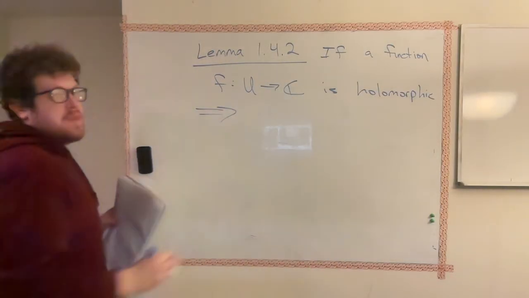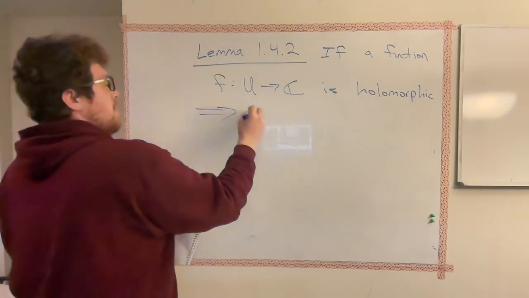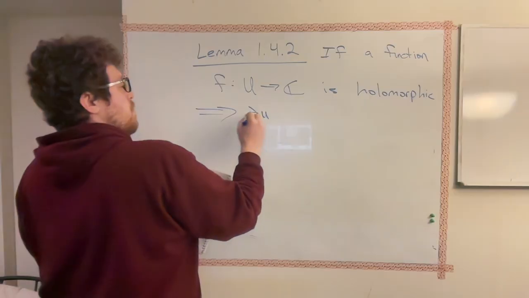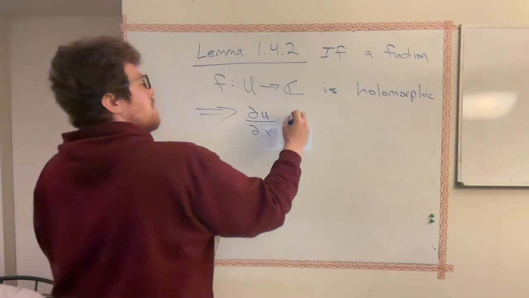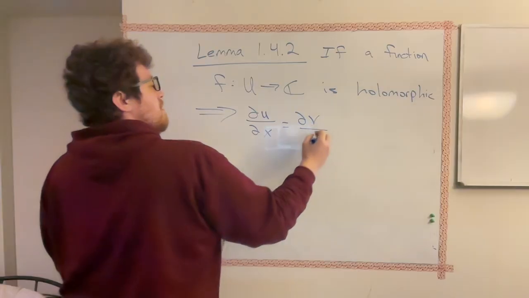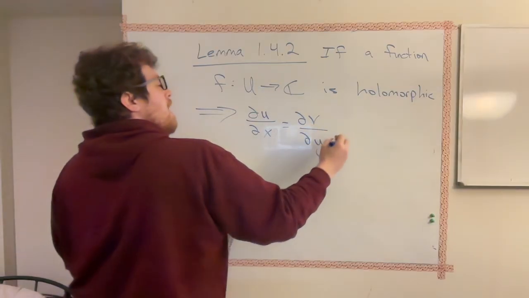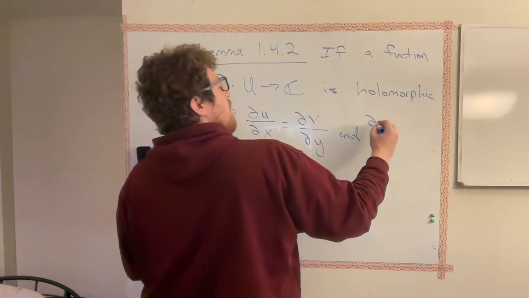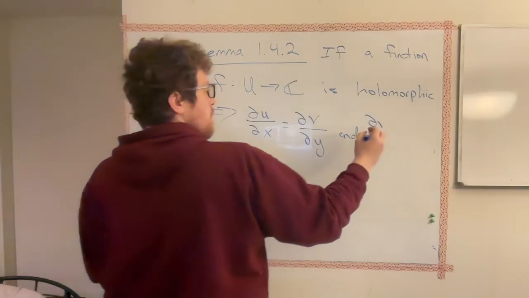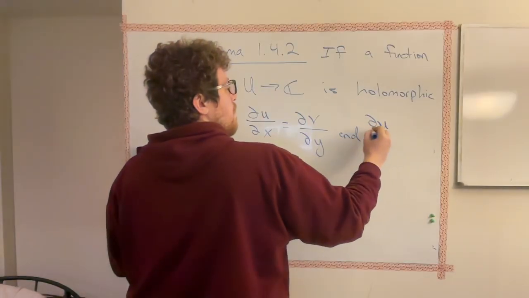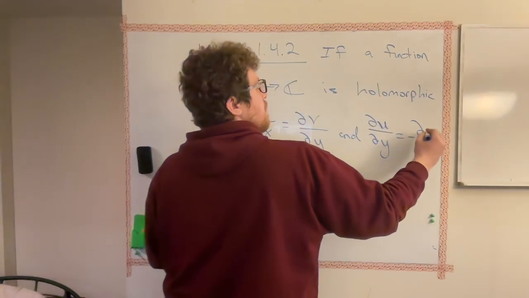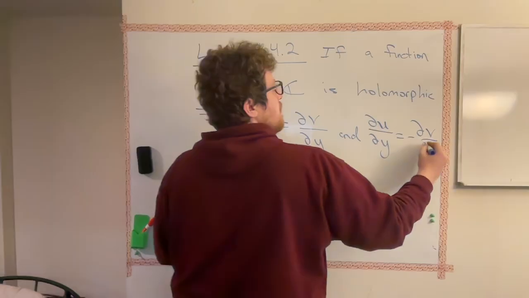Then what does it mean about the partial derivative? So it means that the partial derivative of u with respect to x is actually equal to the partial derivative of v, the second function, with respect to y, and that the derivative of u with respect to y is the negative of the other one, of v with respect to x.